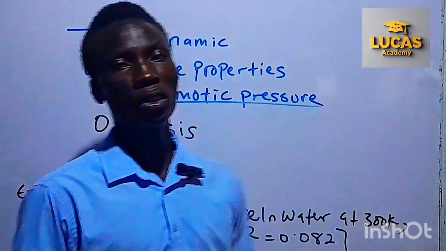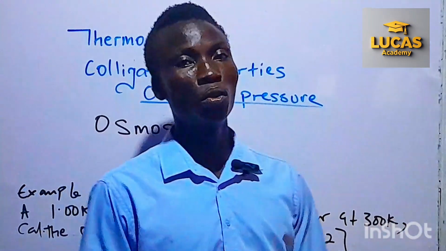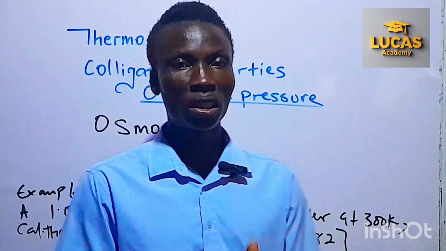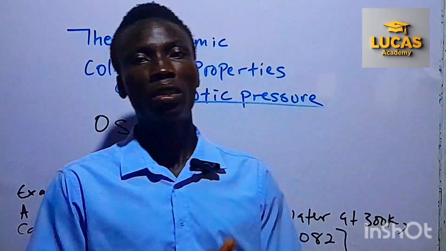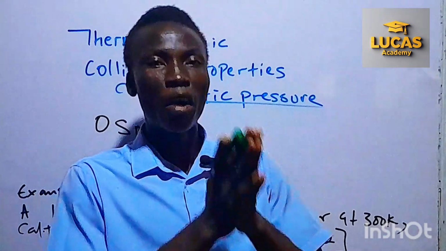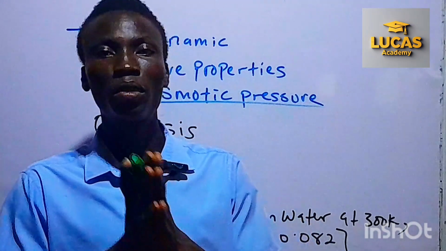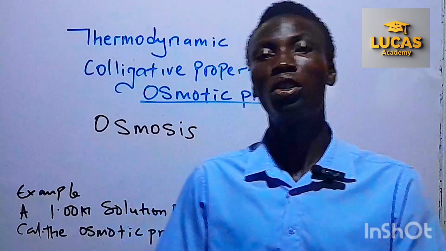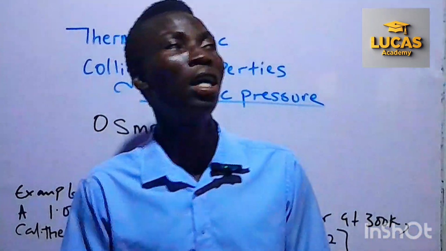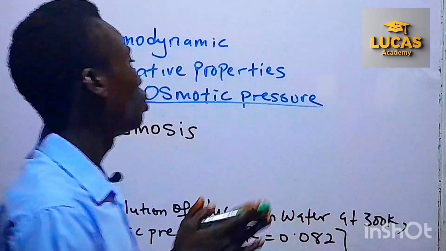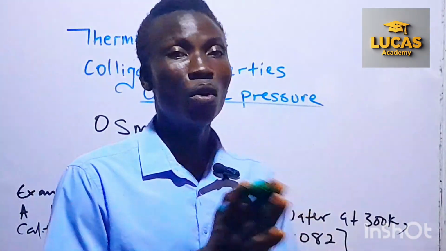So, what is osmosis? As a student, you need to know that osmosis can be defined as the process of the movement of what we call solvent molecules. The movement is the diffusion of the solvent molecules from the region of higher concentration to the region of lower concentration through a semi-permeable membrane. Okay, so that is the definition of osmosis.